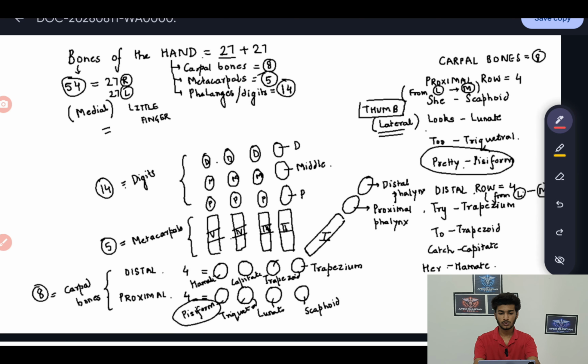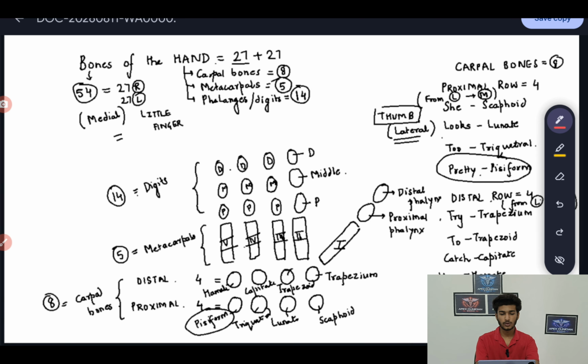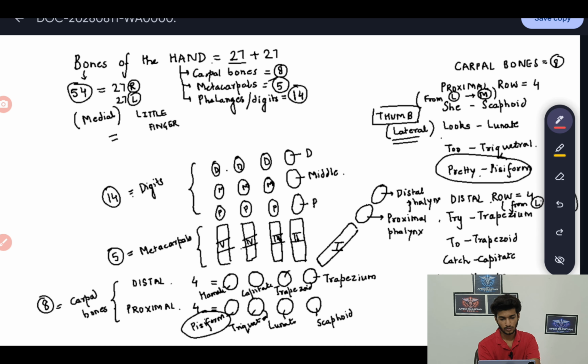So the bones of the hand are 54 in number, and 27 are present on each side, 27 on the right side and 27 on the left side. The bones of the hand are divided into three parts. First is the carpal bones, second is the metacarpal bones, and third is the phalanges. The carpal bones are eight in number. Then there are the metacarpal bones, which are five in number. And then there are the phalanges or digits, which are 14 in number.